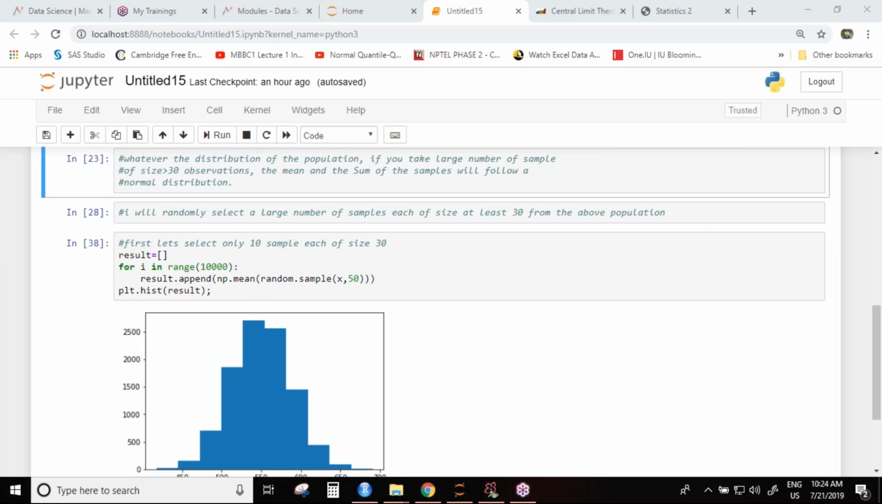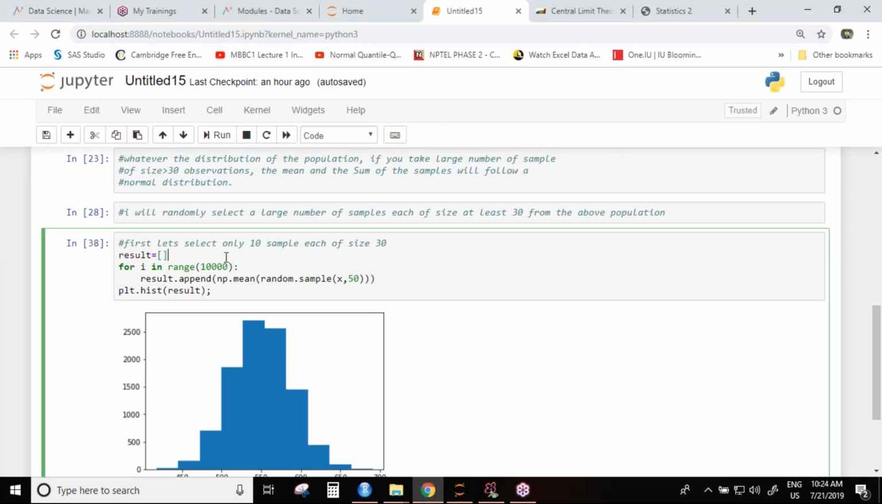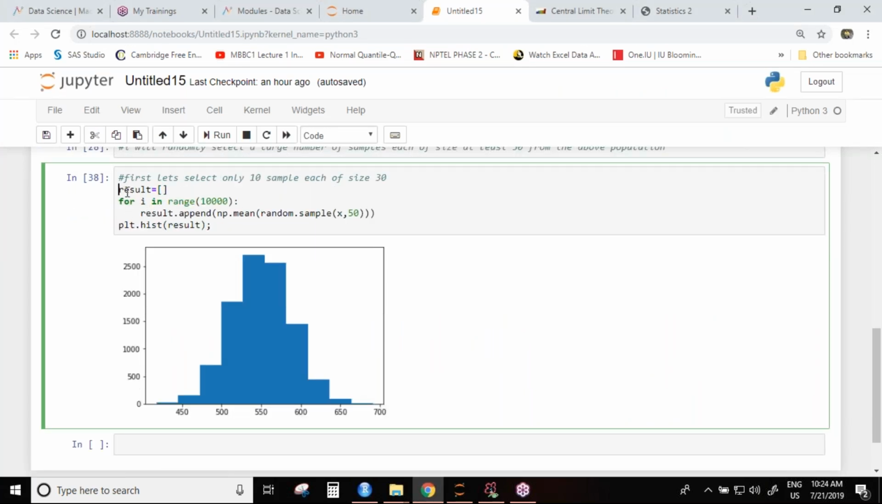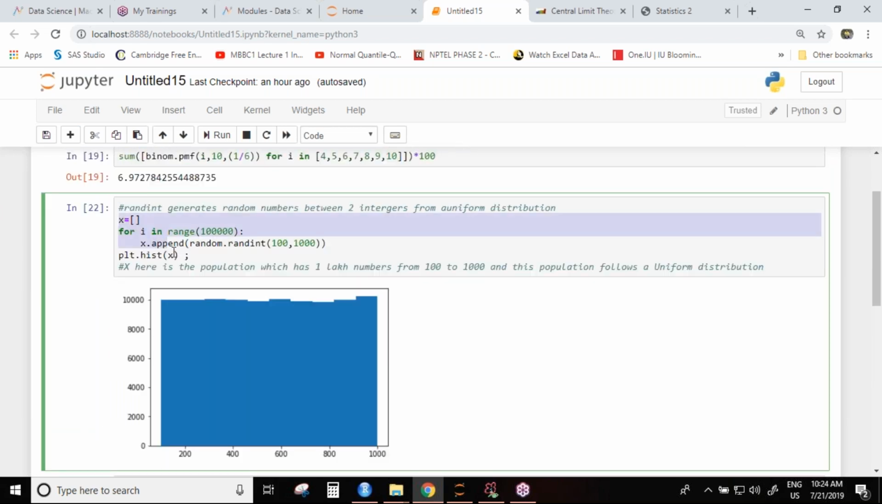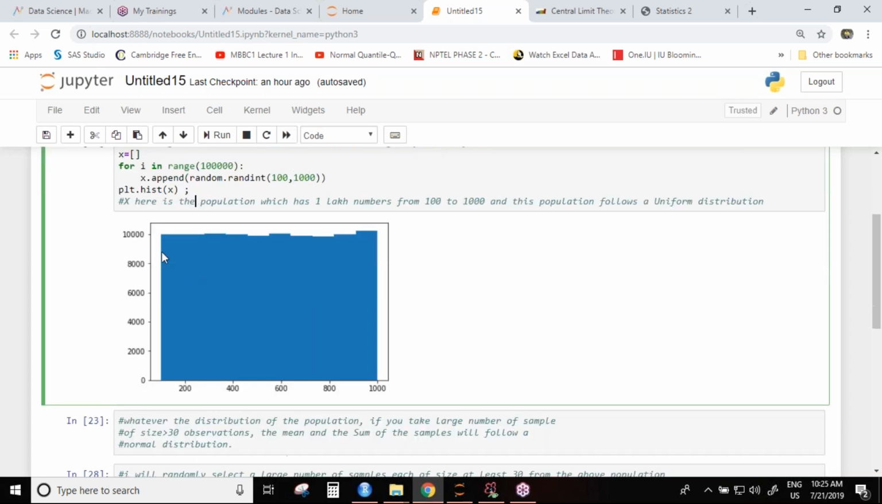So the same example which I just explained, I have done it using Python. Here I have given the population, which you all understood. I have just taken 1 lakh numbers, each number is between 100 and 1000, and these numbers follow a uniform distribution. So this is your population.